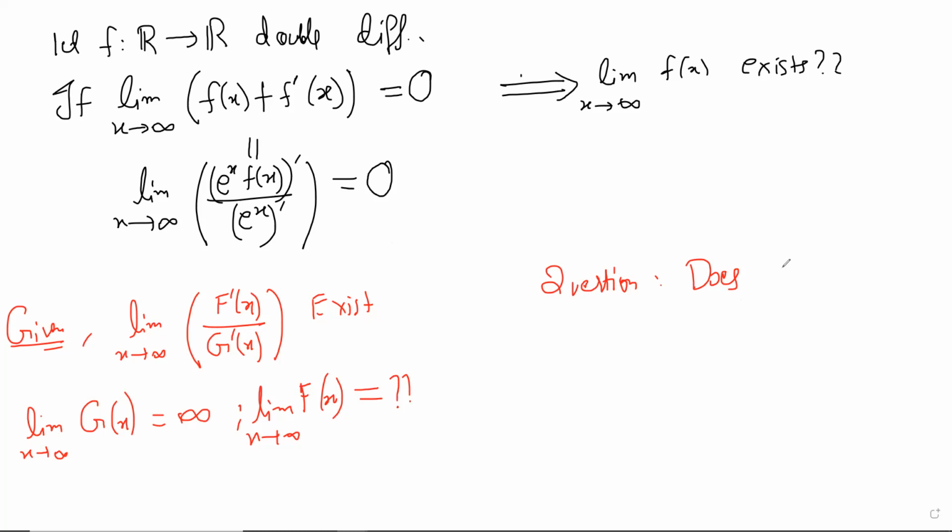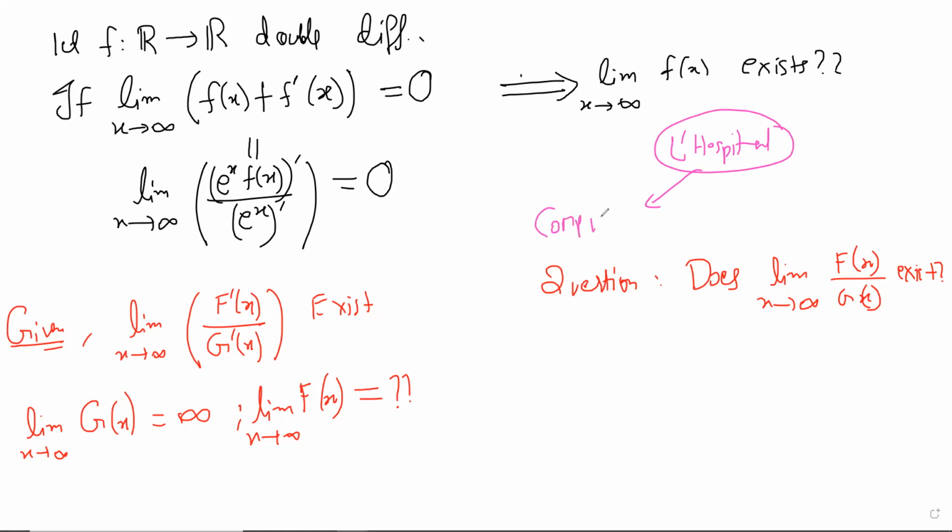So the question is, does a limit as x goes to infinity of f(x) by g(x) exist? So remember L'Hôpital's rule. We always understand L'Hôpital's rule as a computational tool. We always think about it and we use it probably hundreds of times. It's a very big computational tool. We use it to compute limits. But from the previous day's discussion, you can understand that more than a computational tool, it's a very deep limit proving tool. Proving limits.